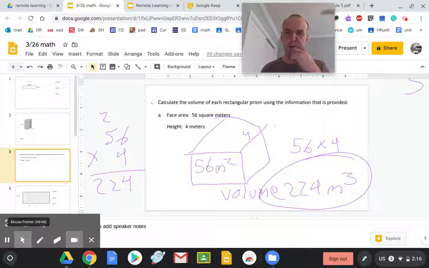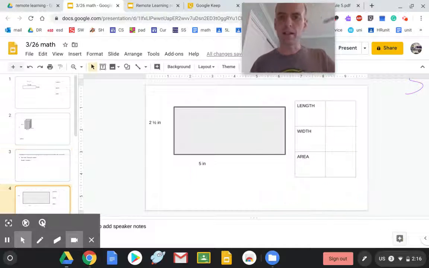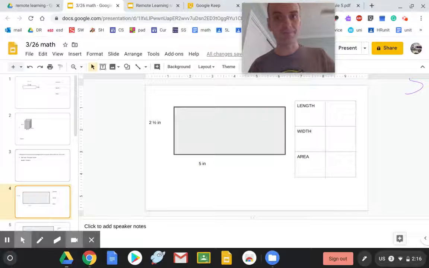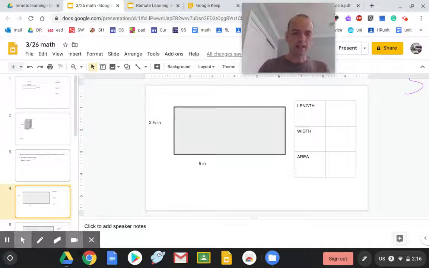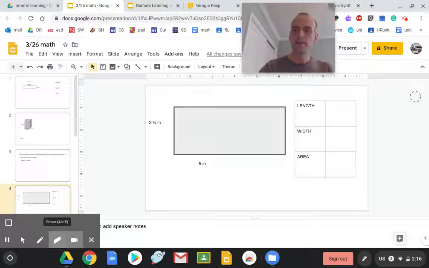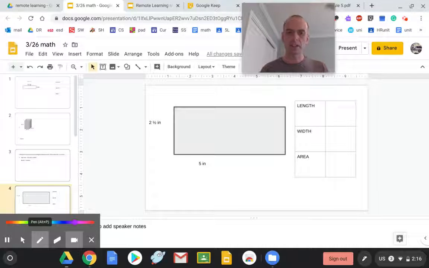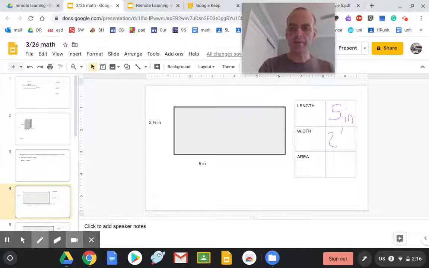Now we are on to our new idea that we're learning. It's an old idea with a new twist. So now we're doing area again, but this time we're going to be doing area that has fractions. So we just have to learn how to deal with that. So we look at this rectangle and we see that the length is 5 inches and the width is 2.5 inches. Okay? So if I were to break this up, it's like 2.5 and 5.